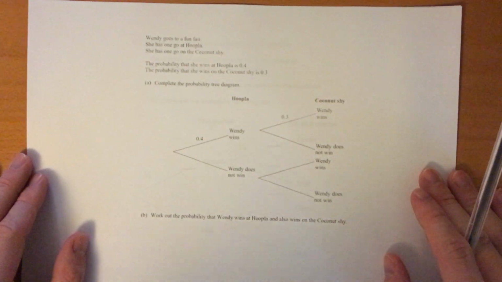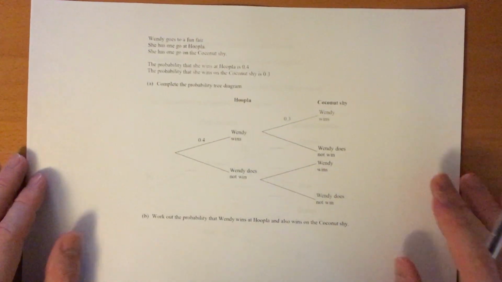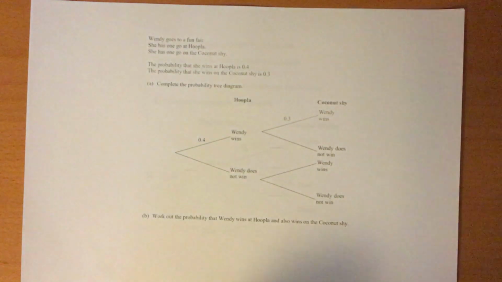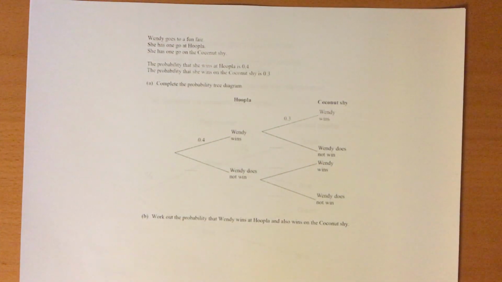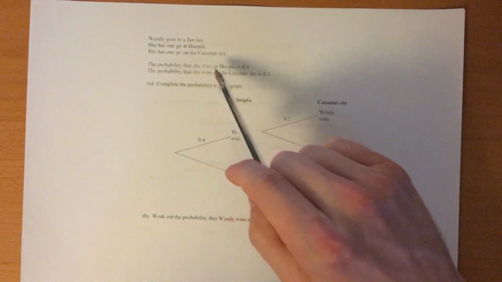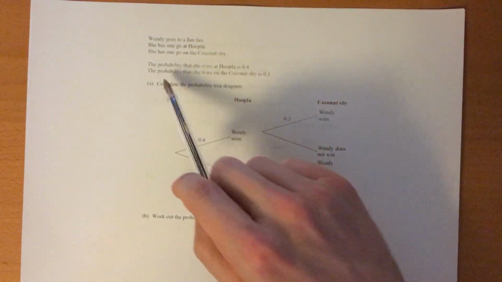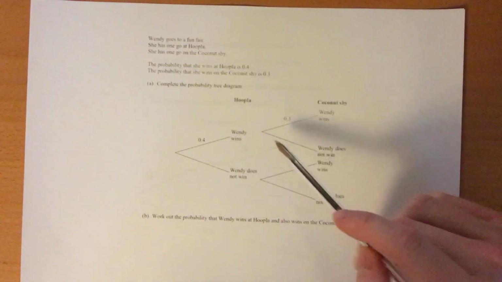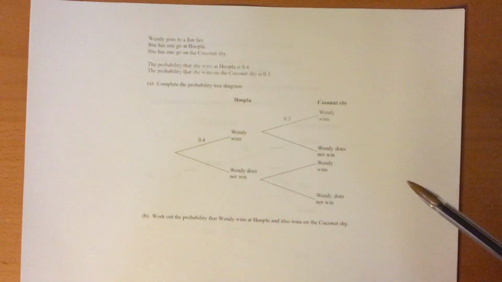Try this one if you want to first, by the way. Okay, Wendy goes to a fun fair. She has one go at Hoopla. She has one go at Coconut Shy. So that's Hoopla. This is Coconut Shy. The probability that she wins Hoopla is 0.4. Probability that she wins on Coconut Shy is 0.3. Complete the probability tree diagram.